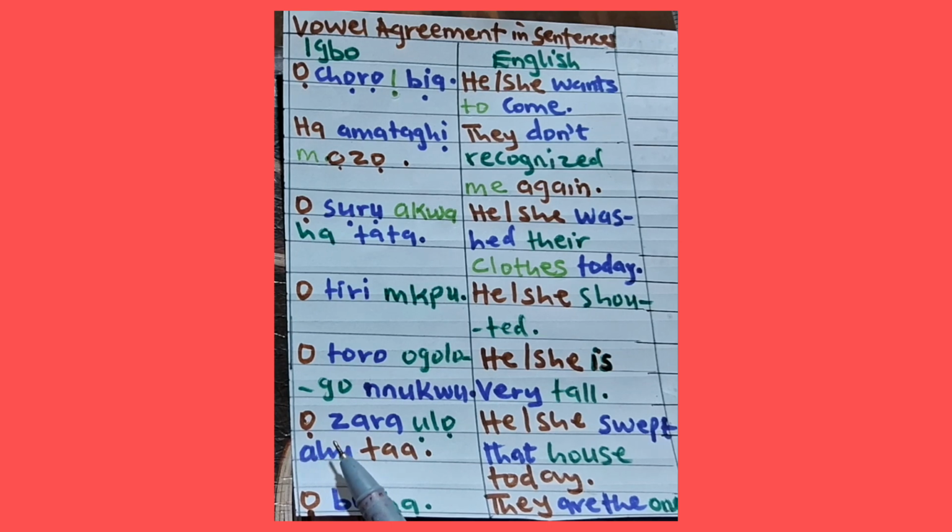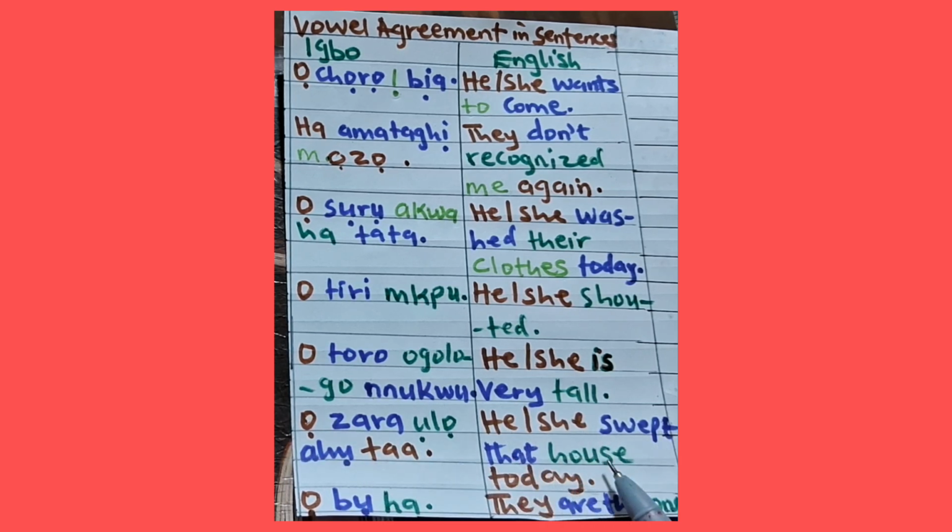Let's see light vowel in a sentence. Ọ zara ụlọ ahụ taa. Ọ zara ụlọ ahụ taa, meaning he or she swept that house today. You can find out that ọ has dot under and the a is a light vowel. Ọ, light vowel with dot under, ọ with dot under. You can find out that ọ also has dot under and the a is also a light vowel. We use light vowel throughout. That is what we mean by vowel agreement, okay?